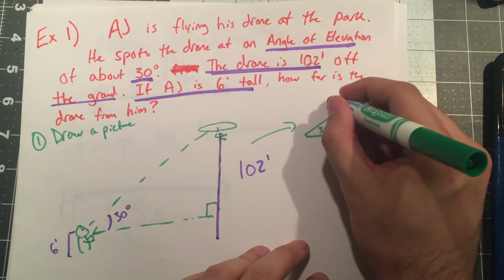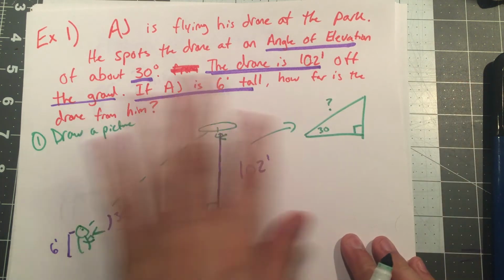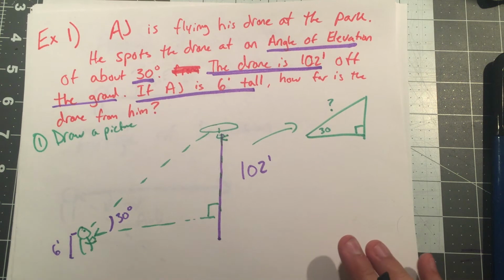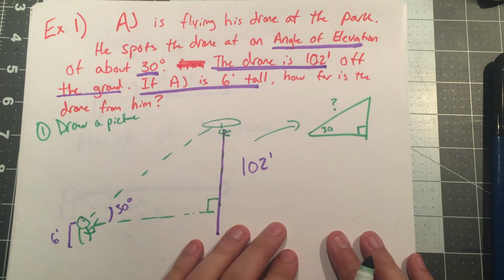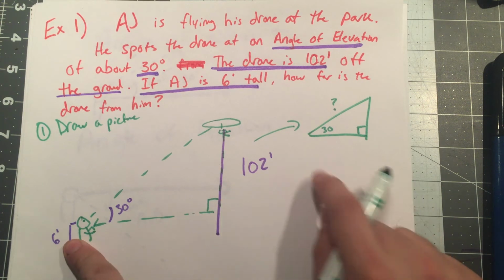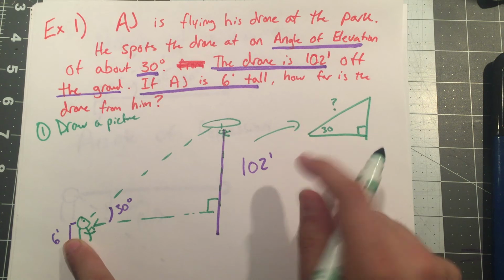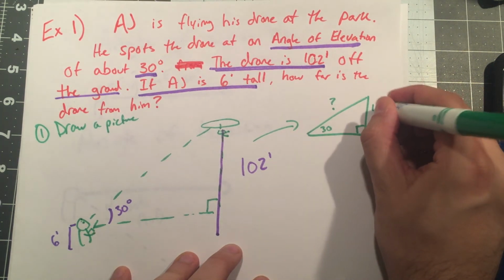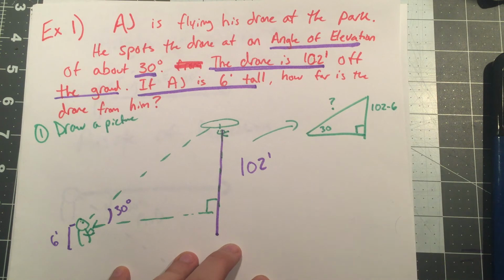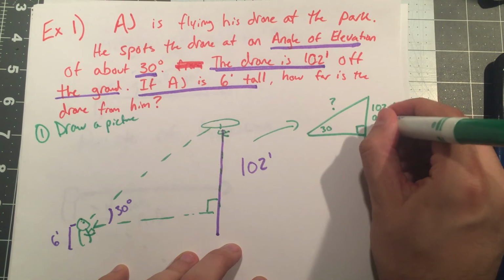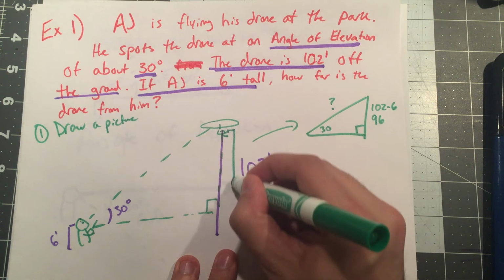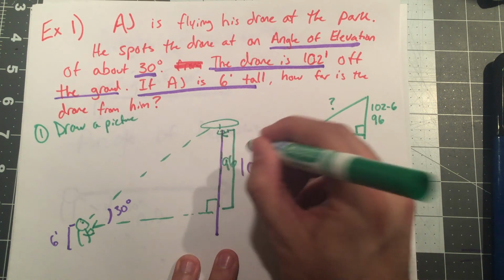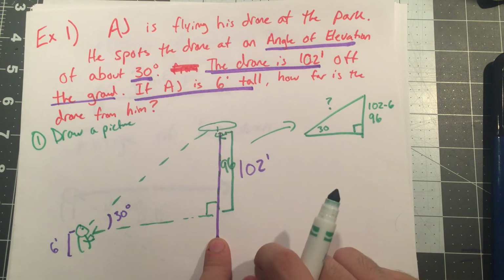I am looking for the hypotenuse, right? I'm looking for how far away it is from him. That wasn't directly stated. It wasn't horizontal. I'm telling you it's the hypotenuse this time. We know he's 6 feet tall, but I'm not going to put a 6 here. What I'm going to do is make the height 102 minus 6. 102 minus 6 is 96. This part of my triangle, from the drone to his eyes, is 96 feet because 102 goes to the ground.